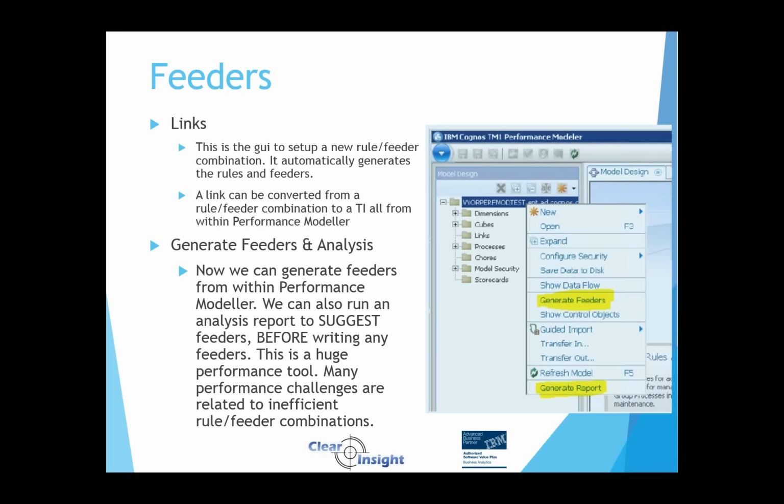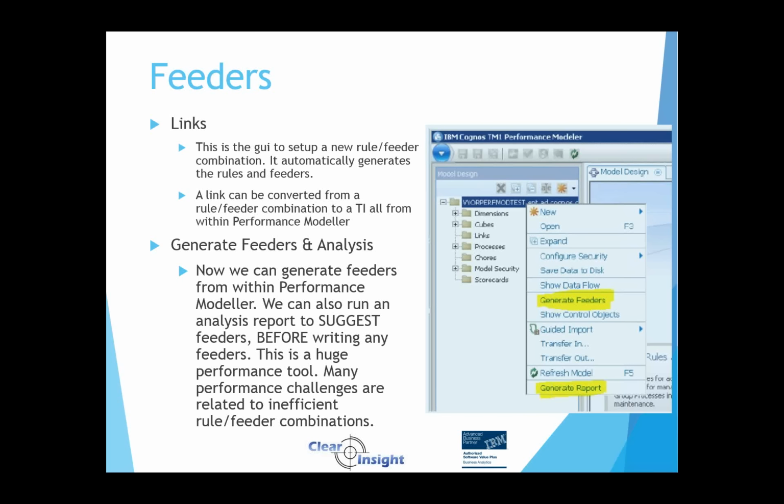Now, given that it's trying to do things automatically, you can guess it's not going to be perfect. So to make things even better, we also have two new features where we can generate feeders if we choose to, and also generate a report of the analysis. So now we can generate feeders from within Performance Modeler. We can also run our analysis report to suggest feeders before writing any feeders. So this is a huge performance tool because many performance challenges are related to inefficient rule feeder combinations.